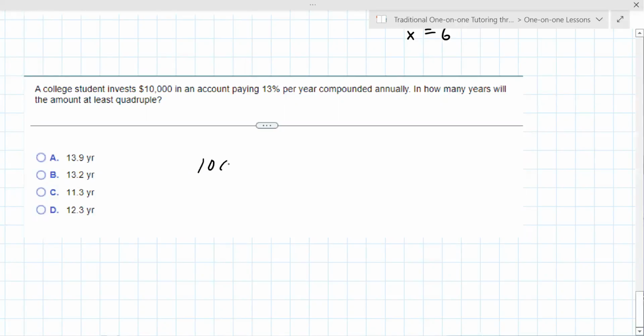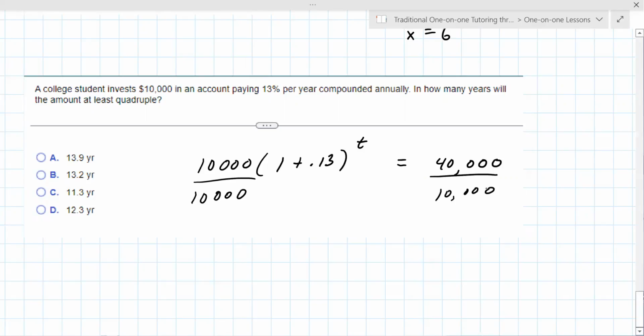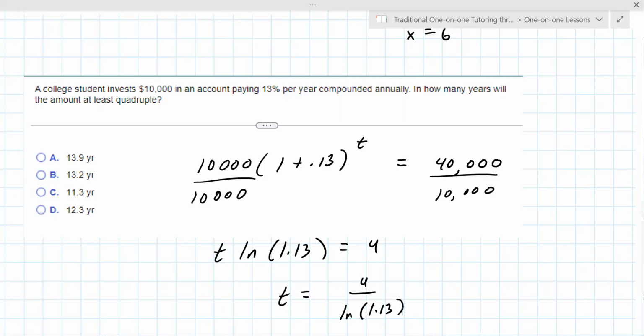So we've got $10,000 as our starting amount, 1 plus the interest rate 0.13, and we're trying to figure out the number of years t until this ends up equaling 40,000. To solve this, you would use some logarithms. You'd first divide both sides by the 10,000. Then you take the logarithm of the left side, so it ends up being t natural log 1.13 equals 4. Then you divide 4 by the natural log of 1.13. You definitely need a calculator for that, and we can do that now.